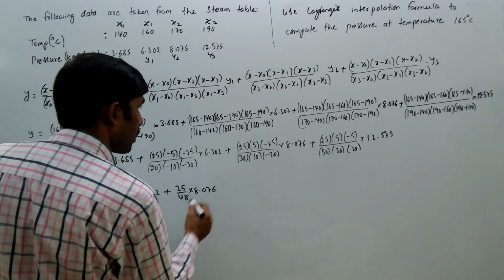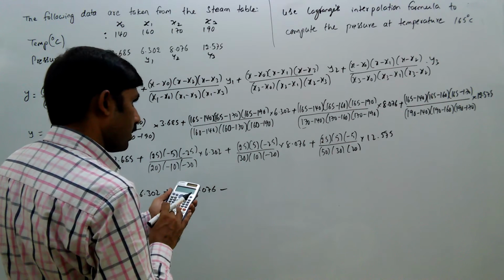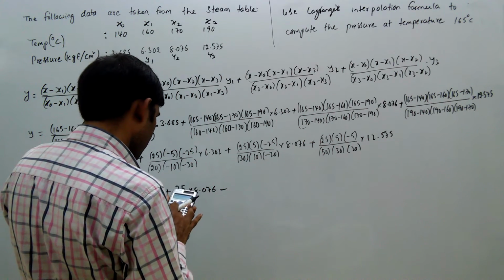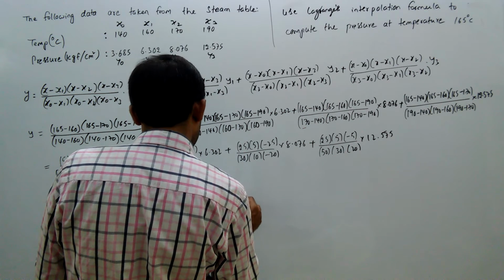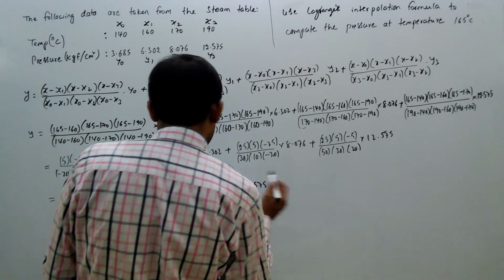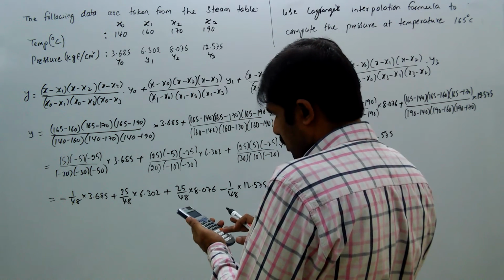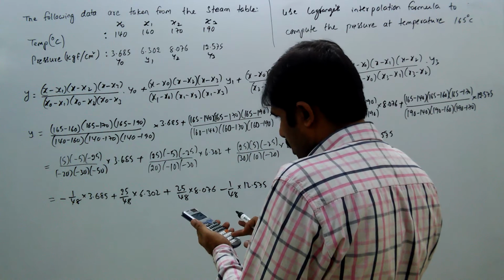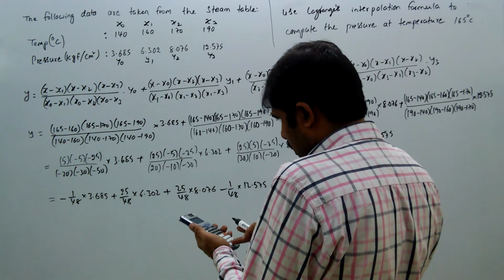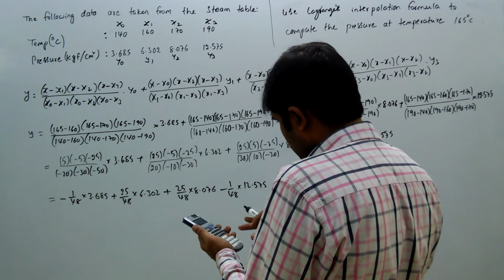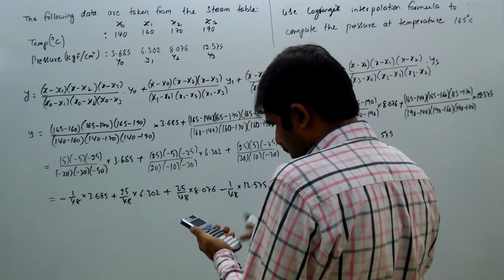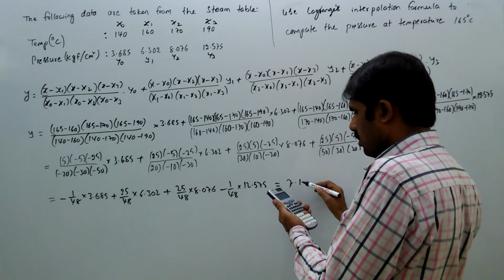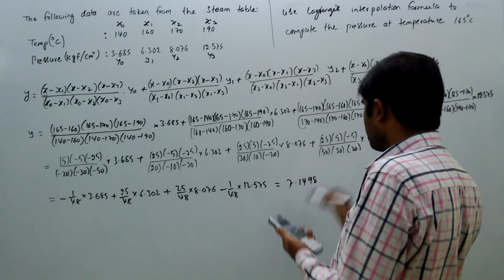into 8.076. Last one is actually minus 25 into 5 into 5 divided by 50 into 30 into 20. 1 by 48 into 12.575, that equal to minus 1 by 48 into 3.685 plus 25 by 48 into 6.302 plus 25 by 48 into 8.076 minus 1 by 48 into 12.575 equal to 7.1498. This is the required answer.